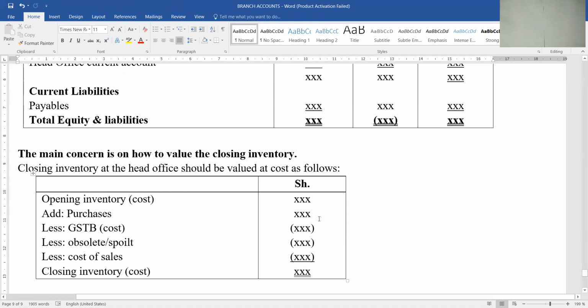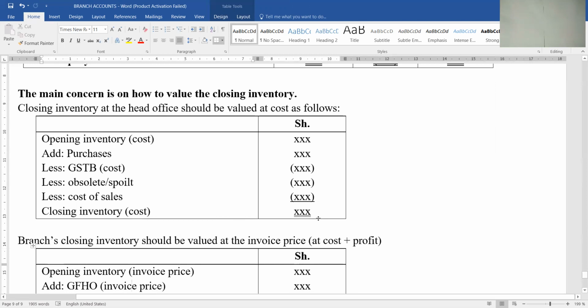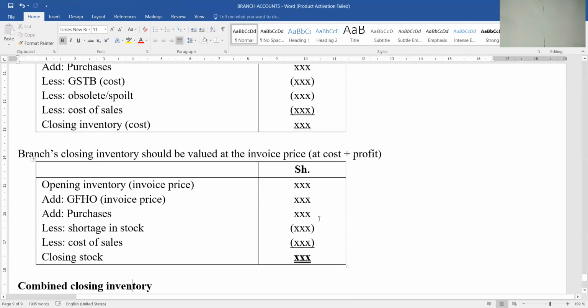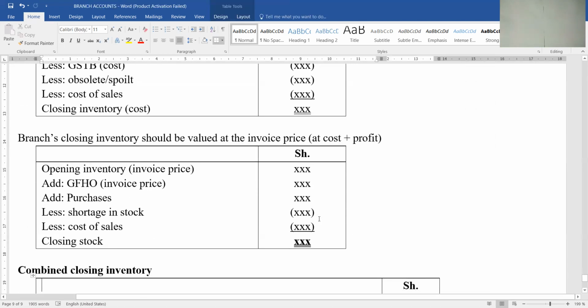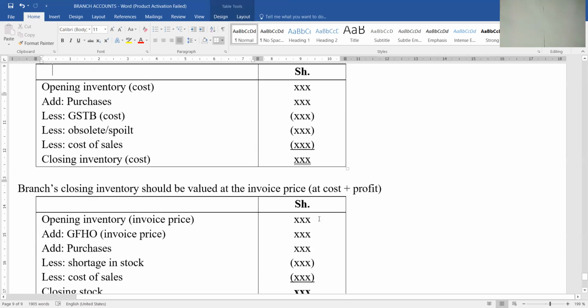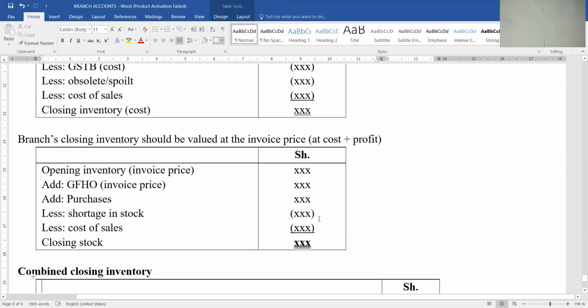So the main concern is on how to value closing inventory. To understand this more, I will just illustrate in a question. But again, you can see that is the relevant formula. So when we are doing a question, you will be able to understand that formula more. Then the branch closing inventory should be valued at invoice price. Again, that is how you do it. So this is how you value inventory for three aspects: for the head office, for the branch, and for the combined.